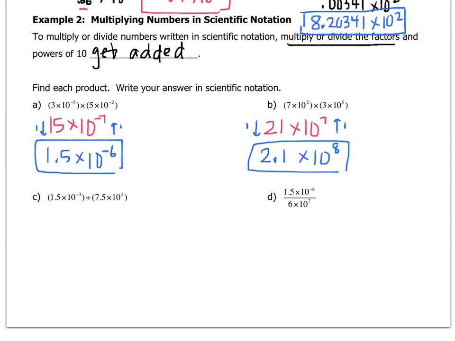Check out division. Divide your numbers and subtract the exponents. So 1.5 divided by 7.5 is 0.2. And when you subtract the exponents, you get negative 5. This has to go up 1 because it has to become the number 2, so this will go down 1. So you get 2 times 10 to the negative 6.